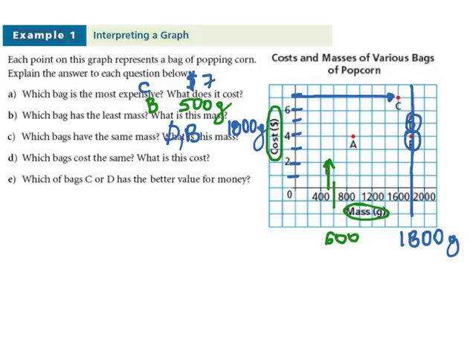Now we're going to find the horizontal line. In this case, A and B cost the same. A and B cost the same, and their cost is about $4.